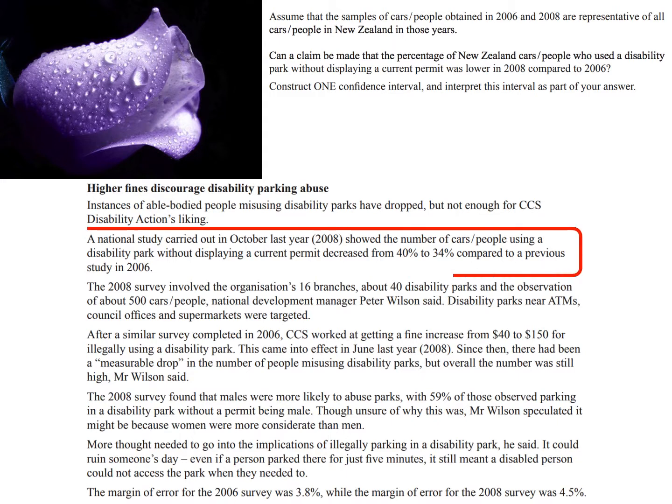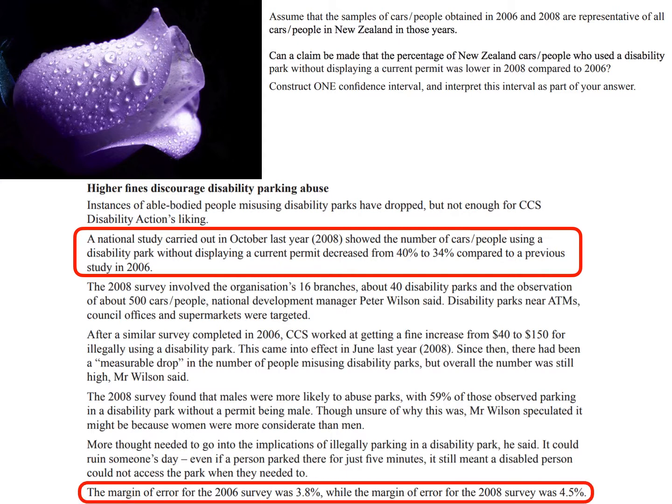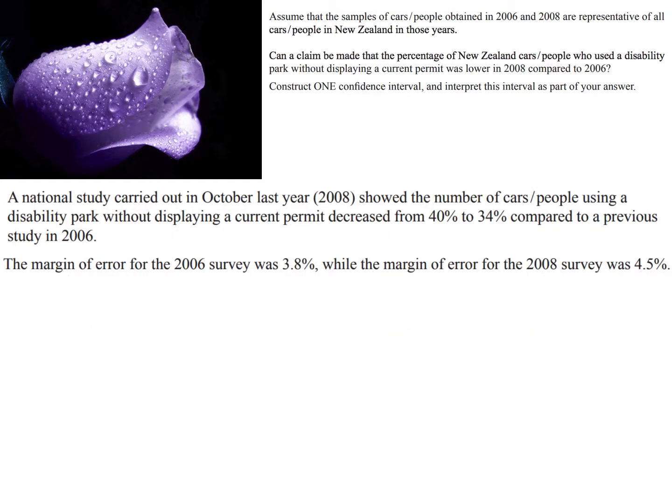There's a paragraph here that talks about the study, the percentage decreased from 40 to 34%, comparing 2008 to 2006. And down the bottom they talk about our survey, our margins of error. So those are the two pieces of information we need. So we've got those there now. We need to do a confidence interval.